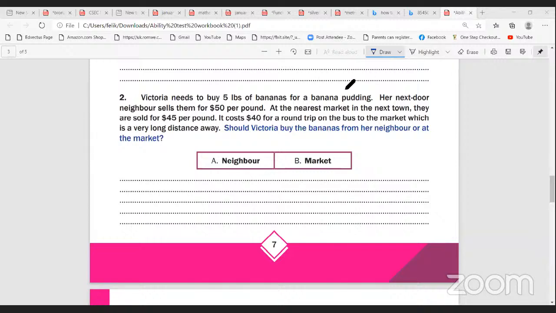Victoria needs to buy 5 lbs of bananas for a banana pudding. Her next door... Hold on before you go further, honey. What is LBS? Can you tell me what LBS stands for?